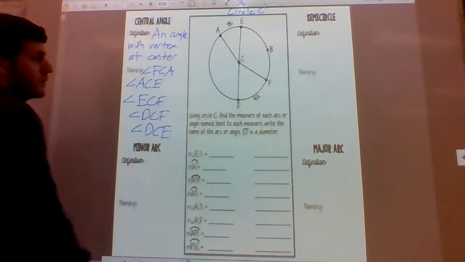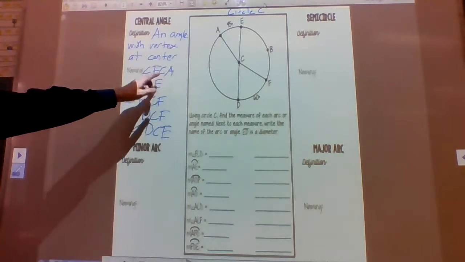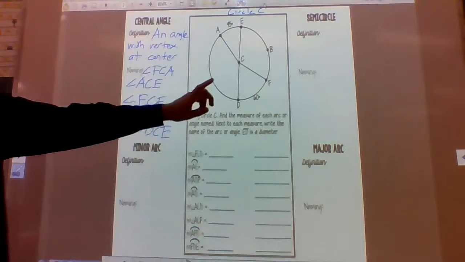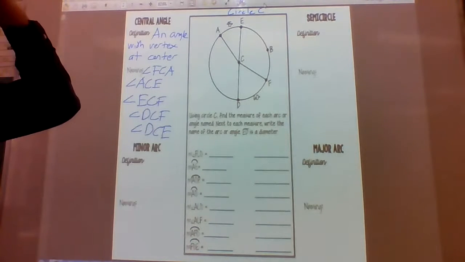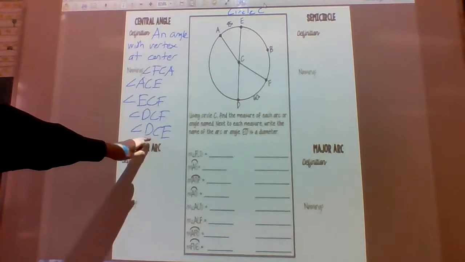There are a lot of different angles we can do. But notice what we have in common is the middle letter is C, because C is the vertex of every central angle. C is the center of the circle, and a central angle is an angle where the vertex is the center of the circle.